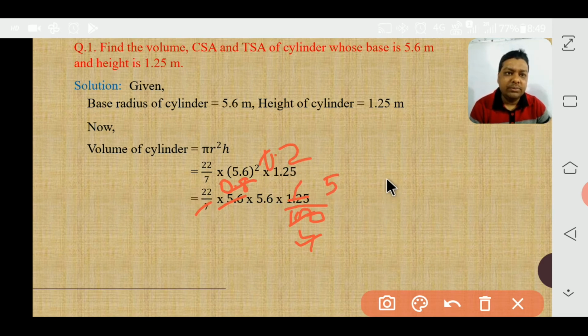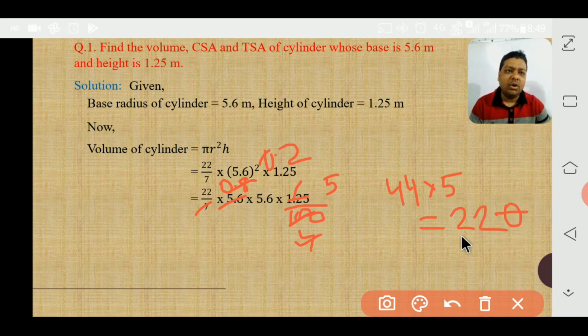22 2 ja 44 and into 5 it will be 220. Okay, 220 with one decimal. So the last zero we can cancel like this. Okay, so only 22 and then 5.6. So 22 and 5.6 it will be what?